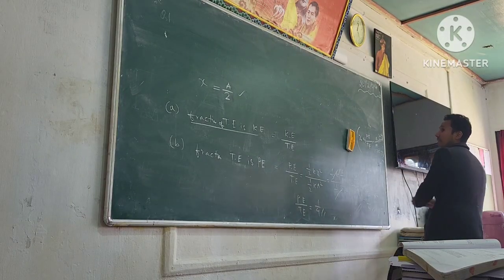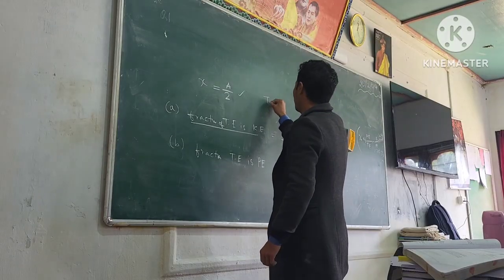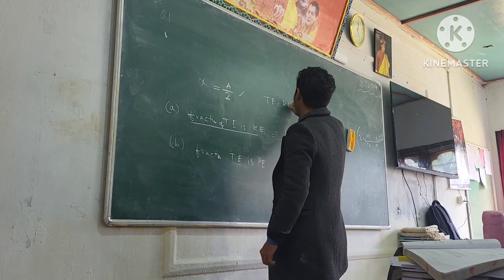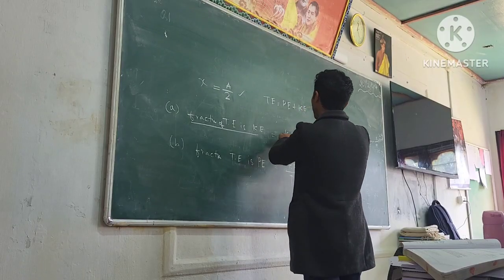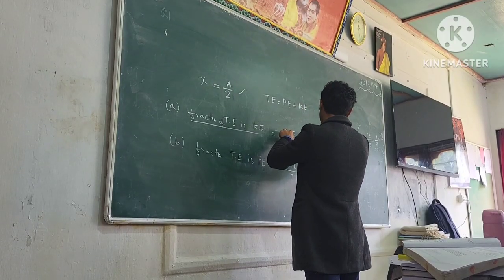We know this concept, right? Total energy has to be equal to potential energy plus kinetic energy. So in this case, can you write kinetic energy is nothing but total energy minus potential energy? Is it okay?